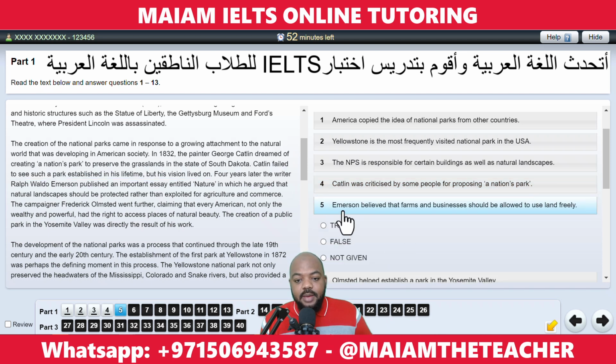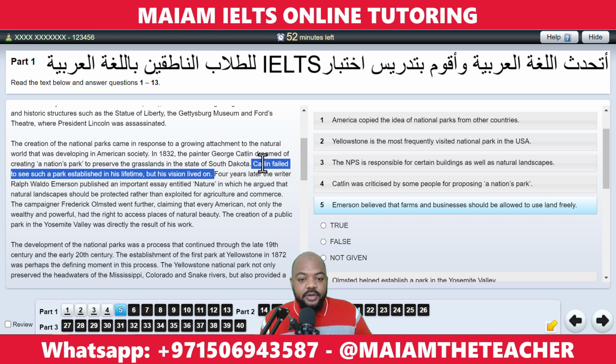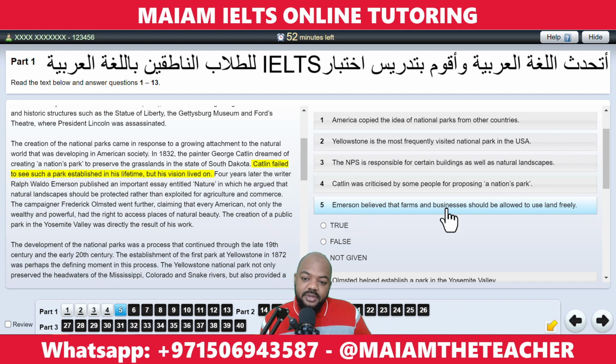Next, it has Emerson believed that farms and businesses should be allowed to use land freely. Okay, so we should be reading on from here because this is where the Catlin thing was. So we can highlight that so we know it as a visual marker that we stopped reading there. So back to the question. Emerson believed that farms and businesses should be allowed to use land freely. So did he say that or not?